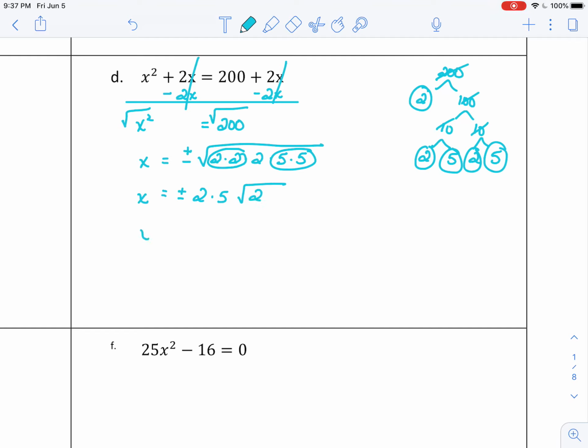So when we put things back together, we're finding that the variable x is equal to both positive or negative 10 square root 2. That's our simplified solution.